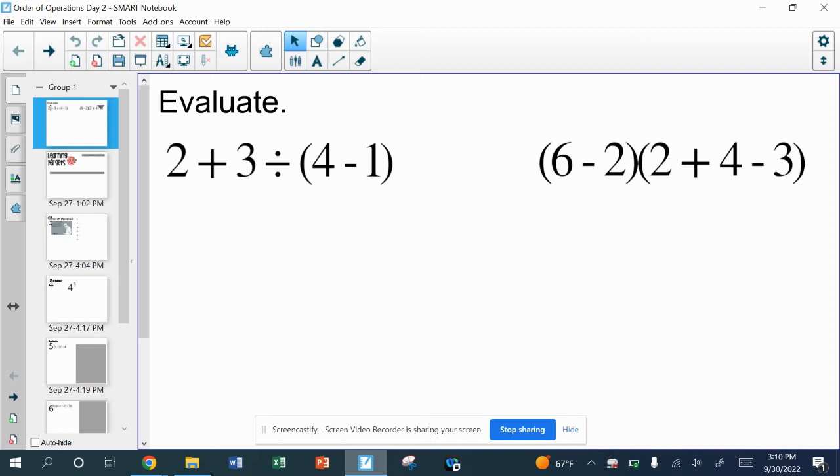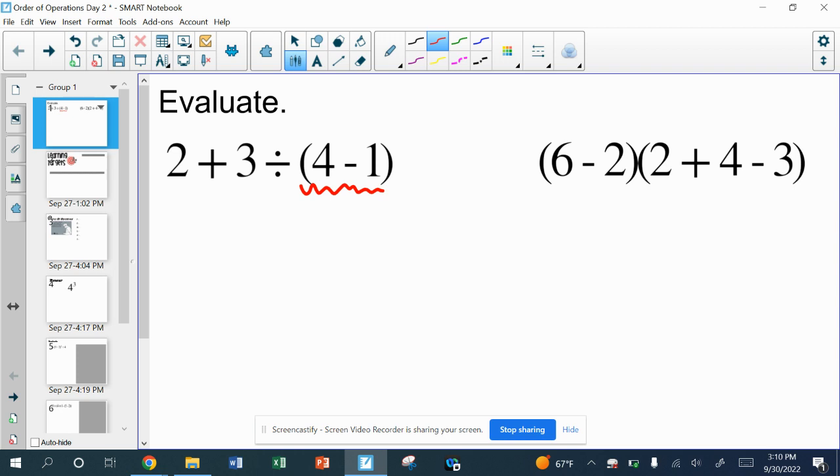Hello again, math students. Let's start today by reviewing from our last lesson what we remember from order of operations. Remember, we're always going to take care of things inside parentheses first. So in this problem, I need to get a pen first here. We need to do what's inside those parentheses.